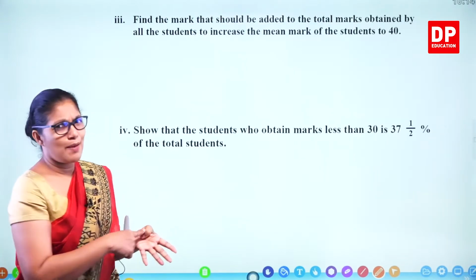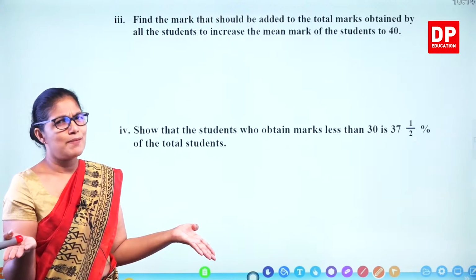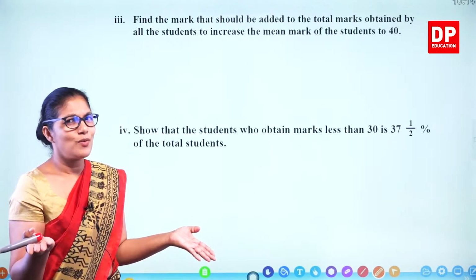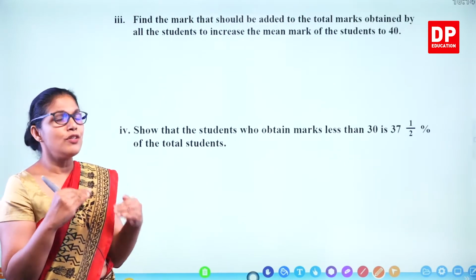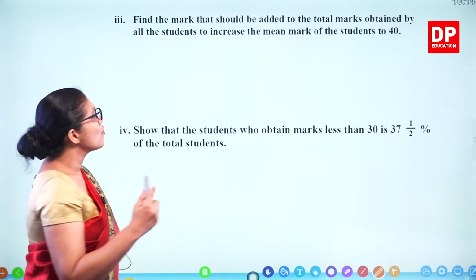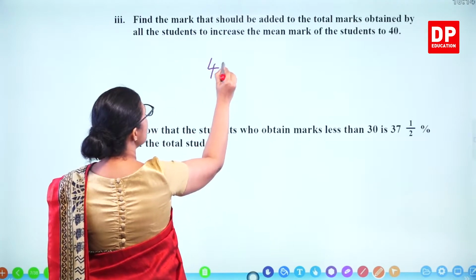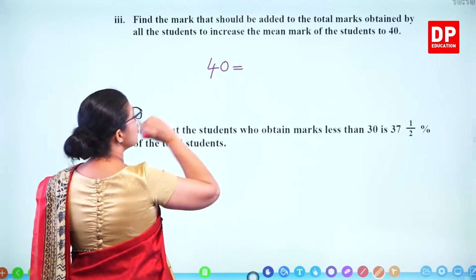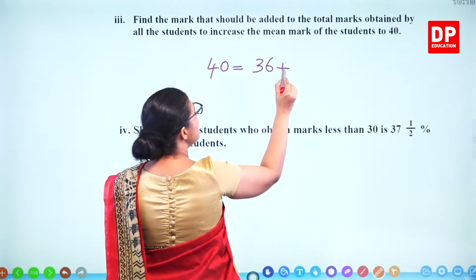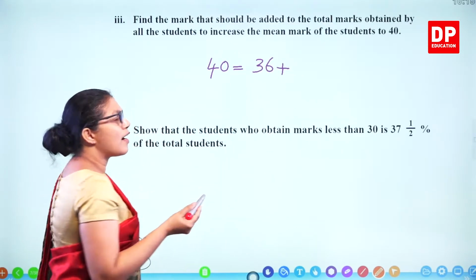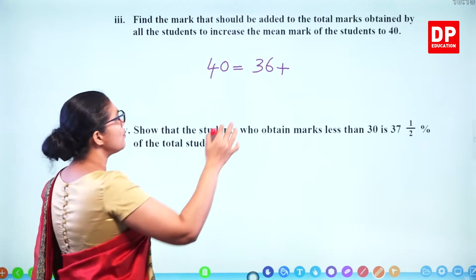So 4 times 80 students. 4 times 80, 320. So that's how you do it. But if you can't figure it out, you can do it step by step. So the new mean mark is 40. 36 is the previous one, and the increase you have to add.